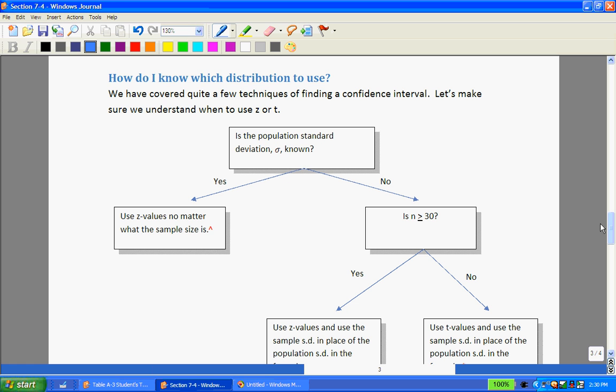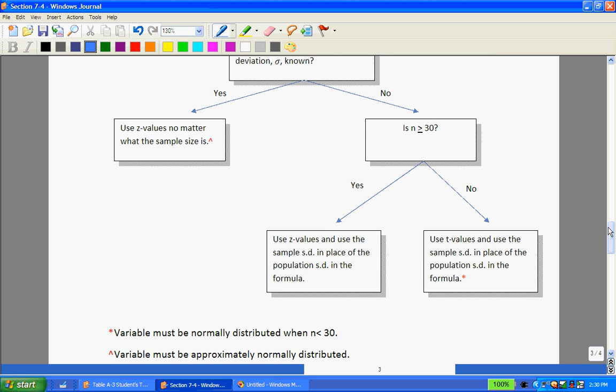The first question you want to ask yourself is the population standard deviation sigma known? So we're not worried about knowing the sample standard deviation, but of the population, do I know sigma? If yes, then go ahead and use a z-value no matter what the sample size is, whether it's small or large. Just be careful though, even if the sample is small, it still has to be approximately normally distributed. So there should be some bell-shaped curve to what's going on.